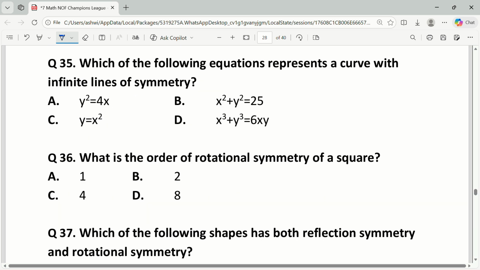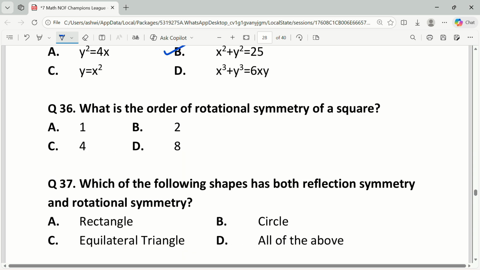Which of the following equations represent a curve with infinite lines of symmetry? Answer is B, x square plus y square, which is equal to 25. The equation x square plus y square equal to 25 represents a circle centered at the origin with a radius of 5. The circle has infinite lines of symmetry, which are all the lines passing through its center. The other options represent parabolas, that is y square is equal to 4x and y is equal to x square, and a folium of Descartes, that is x cube plus y cube, which is equal to 6xy, which do not have infinite lines of symmetry.